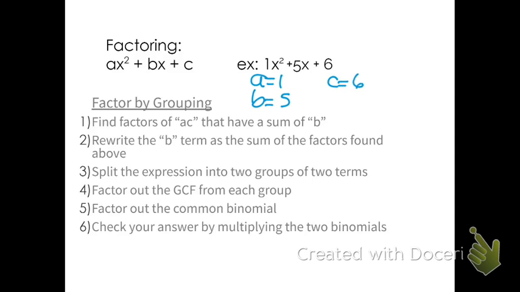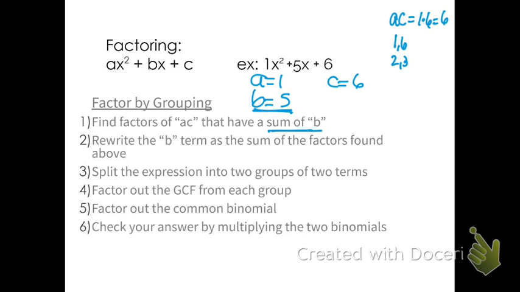And what we would do in order to factor this is a method called factor by grouping. The first step is to find factors of AC. And what that means is a times c. So for the problem that we see up there, a times c would be 1 times 6, which is 6. So we'd find all the factors of 6. So it could be 1 times 6 or 2 times 3. Those are our factors of 6. And they have to have a sum of b, and our b is 5. So that means they have to add up to 5.